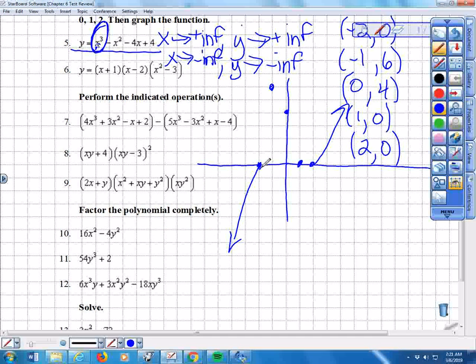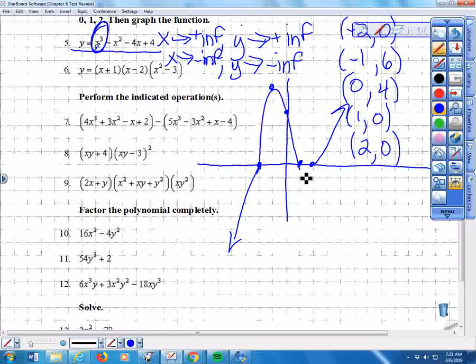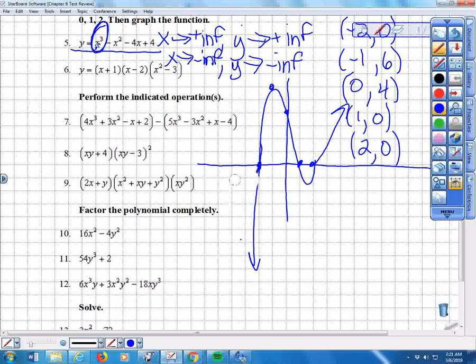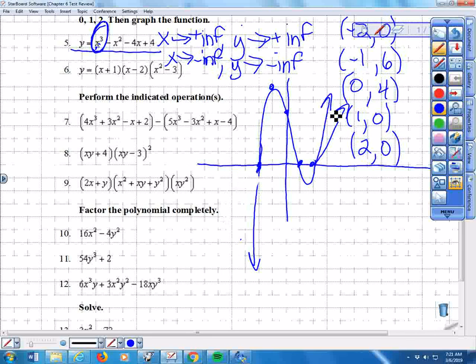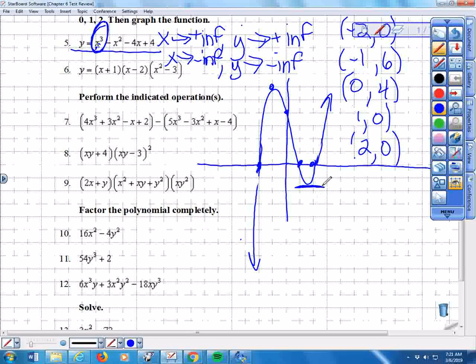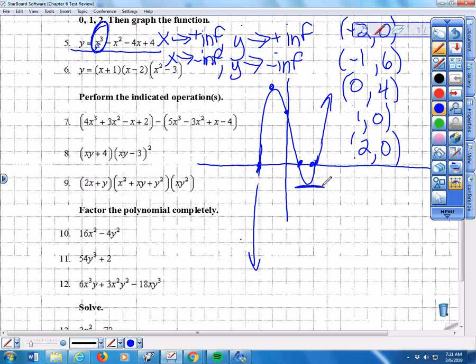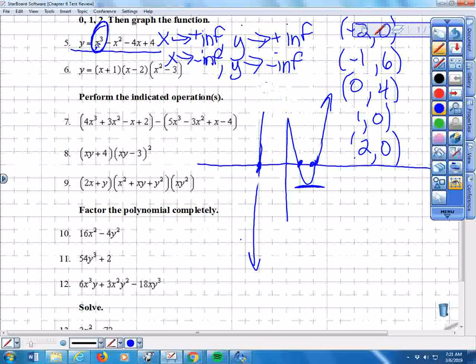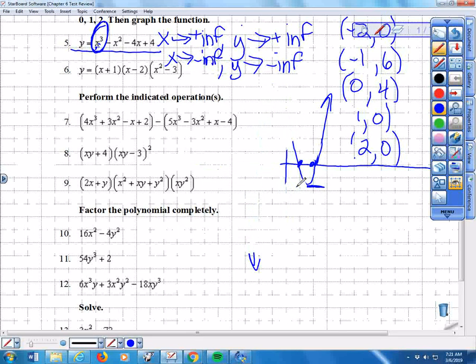So now it's just a matter of finishing the curve, and that really should look like that. And this could go up like this. Okay. The only thing I really don't know for sure is how far down this goes, but this is just a sketch, and as long as I'm going through all those points and I understand the end behavior, this is going to be close enough. All right, let's do the same thing now for the next one.